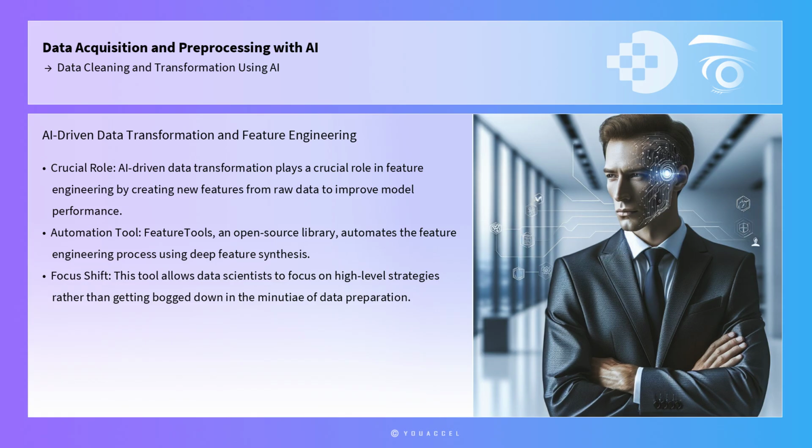AI-driven data transformation also plays a crucial role in feature engineering, a process that involves creating new features based on raw data to improve model performance. Feature Tools, an open-source library, automates this process by using deep feature synthesis to create complex features from relational datasets. This tool allows data scientists to focus on high-level feature engineering strategies rather than getting bogged down in the minutiae of data preparation.